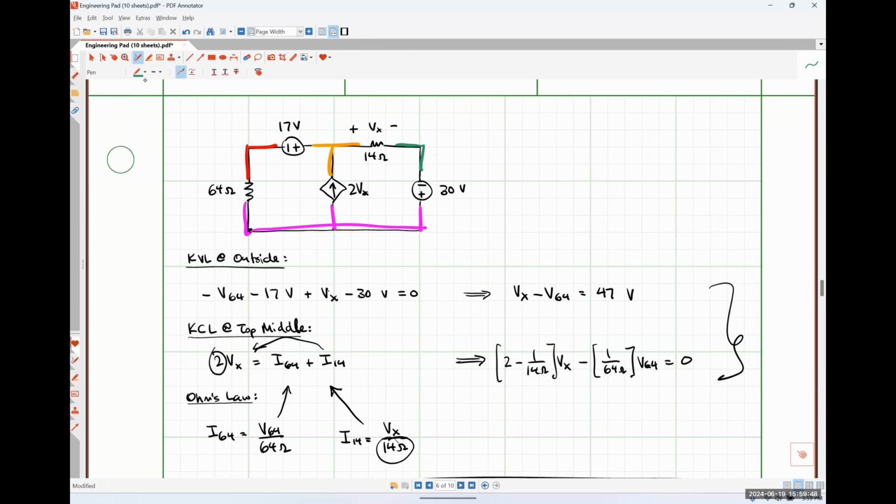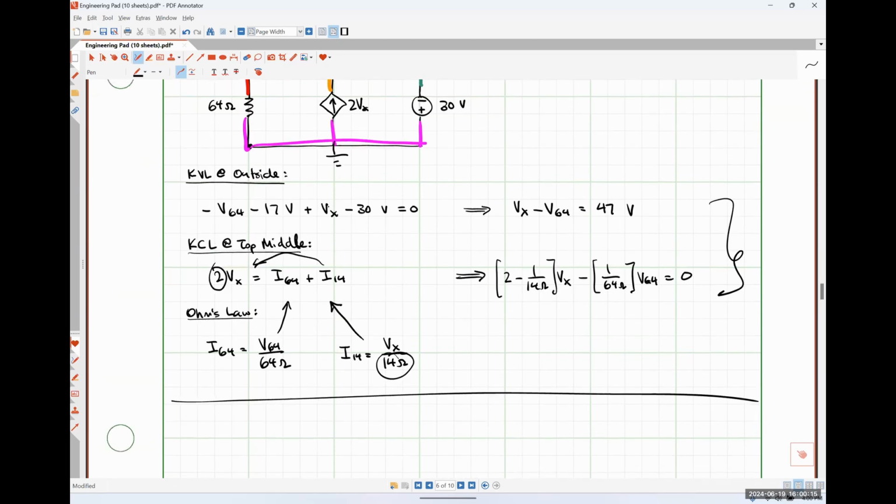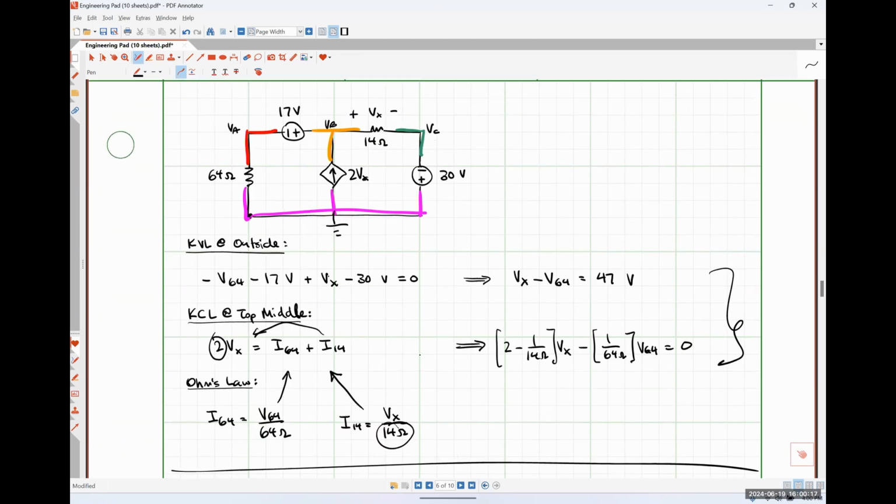Which node would you like to be our reference node? Definitely the bottom side node. So you're choosing this one down here as our reference. Okay, seems legit. So let's make this node A, B, and C. So how are we going to express our controlling variable Vx in terms of our nodal voltages? Vx is going to be VB minus VC, correct?